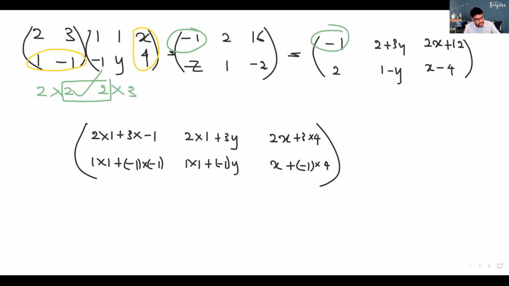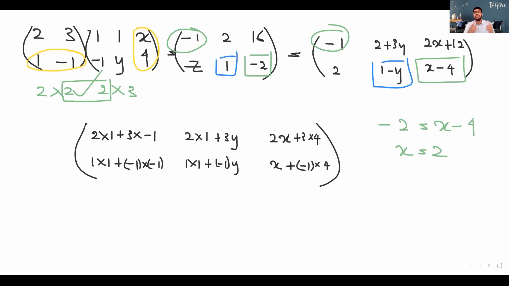So for example, children, you can see that negative 2 should be equal to x minus 4. Can you see that, children? Right? So negative 2 should equal to x minus 4, which means that x is going to be equal to 2. So this is how you actually find the values, children. All right, then you can find y easily by taking that 1 minus y should be equal to 1. Remember, children, the corresponding elements should be the same, right? So 1 equals to 1 minus y. So that means, children, we get y equals to 0, right?